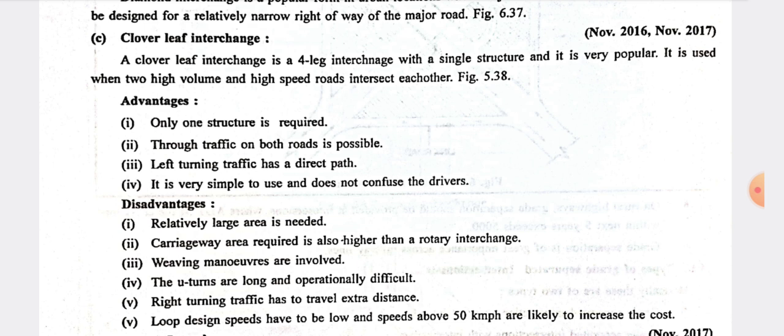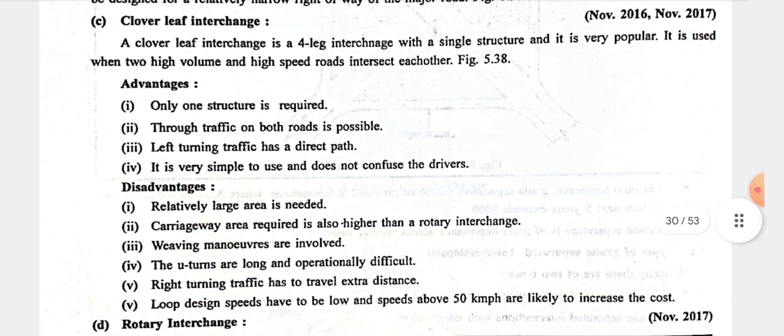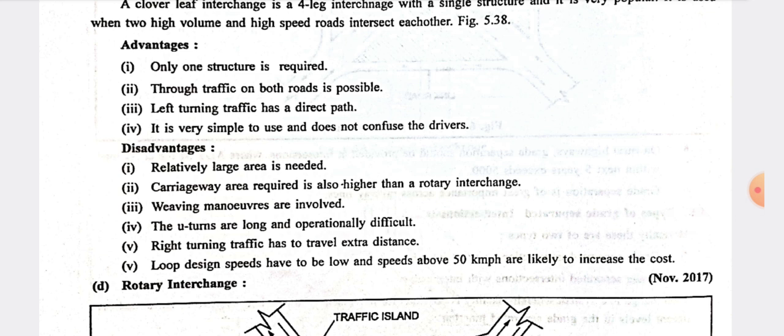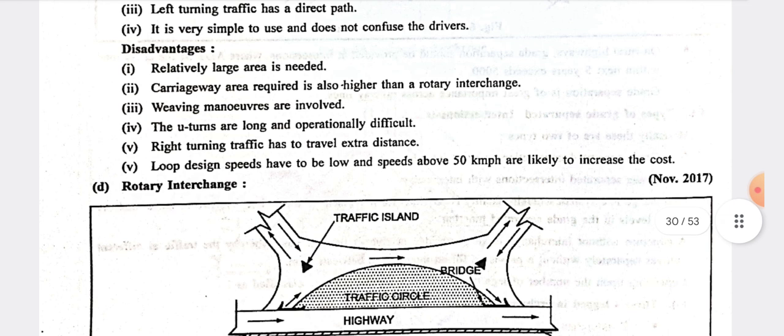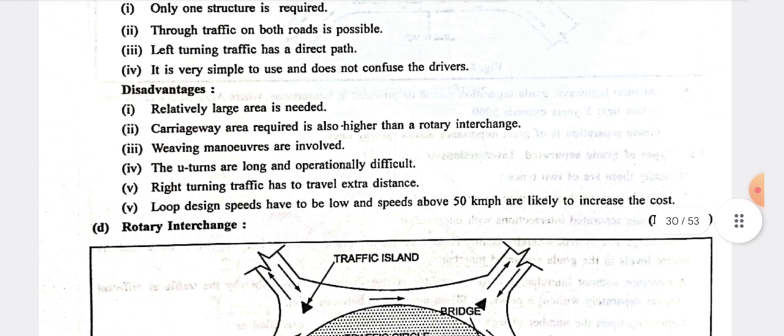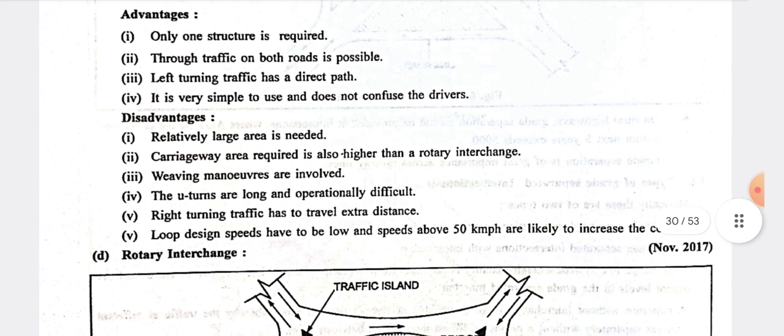interchange. Here the cloverleaf interchange is a four leg interchange with a single structure, and it is very popular. It is used when two high volume, high speed roads intersect each other. First advantage is only one structure is required. Second is traffic on both roads is possible. Third one is left turning traffic has a direct path, and it is very simple to use and does not confuse the driver. And there are also some disadvantages in a cloverleaf interchange.